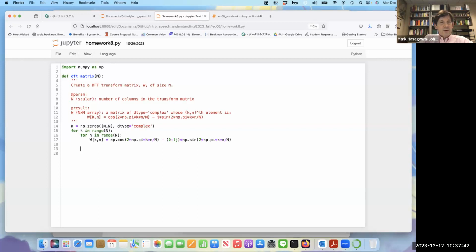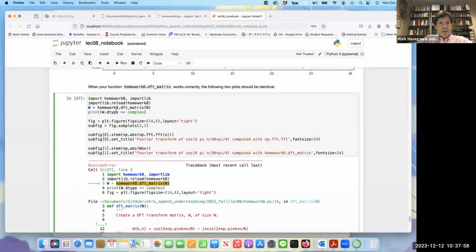And then I want to just return W. And that should be all that I need. I just need really to make sure that I define the type as complex and then really make sure that I define each row of the matrix.